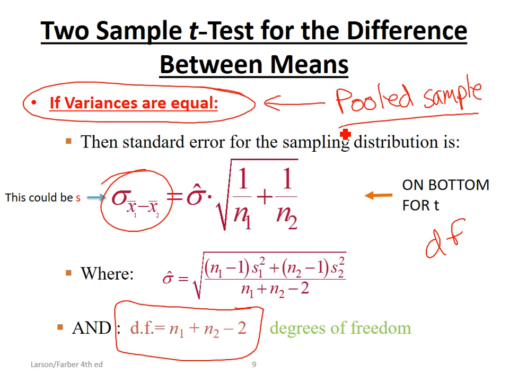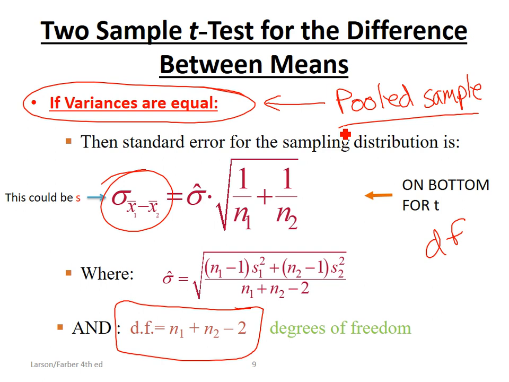Write that with, if the variances are equal. If the variances are equal, what we do is we take everything from sample 1, everything from sample 2, and we put them all in a big pool. Right? So if the variances are the same, it's called a pooled sample. So we just take everything from both samples and put them together.